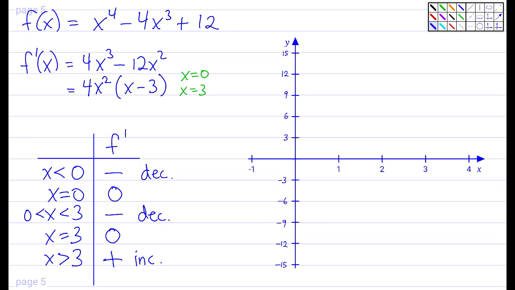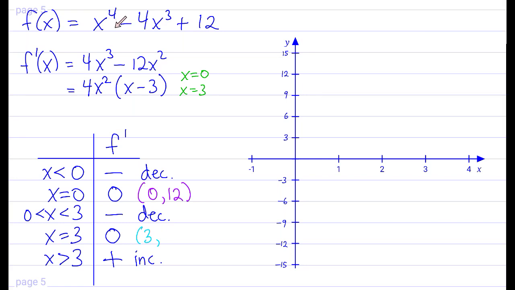Okay, so first let's figure out the points, right? When x is 0, remember to plug into the original to get the y value of the point. That's going to give me 12. Okay, how about this other one? When x is 3, if I plug in 3, okay, it's a little nasty, but 81 minus 4 times 27, so that's 81 minus 108, if I did that right. Okay, minus 27 plus 12, I think I got minus 15. Hopefully that's what you got too.